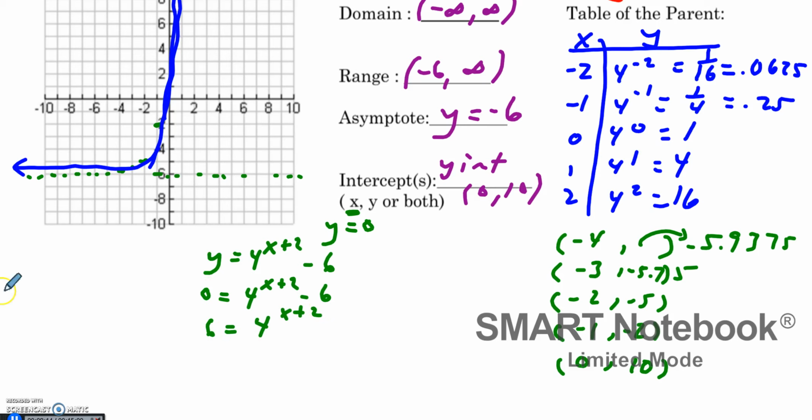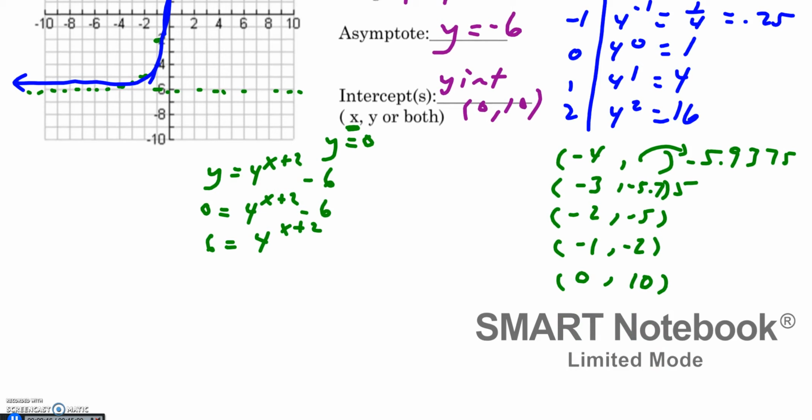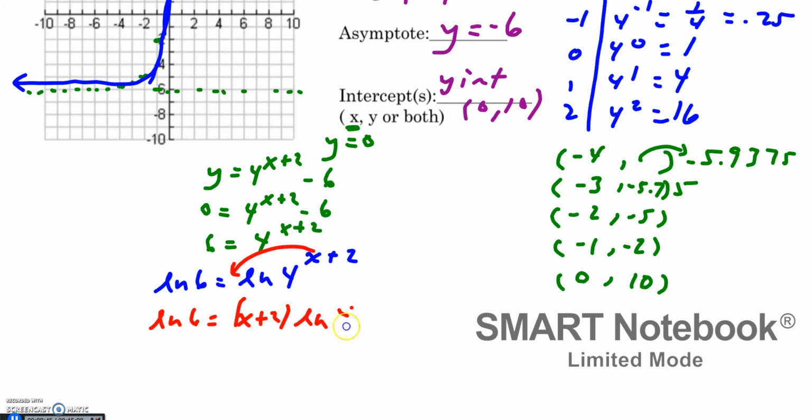If I would like to solve this equation, I could try to change these bases to be the same thing, but I can't write 6 as 2 to a power, so what I have to use is logs instead. So you could either use log or ln. My personal favorite's ln. So we would take the natural log of both sides, because the inverse of exponents are logs. And if I do that, I'm allowed to bring this exponent down in front. So I would have ln of 6 equals x + 2 times ln of 4.